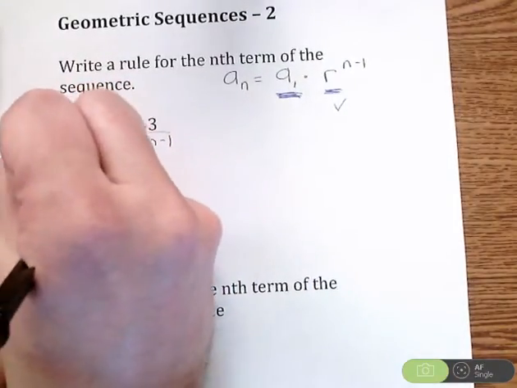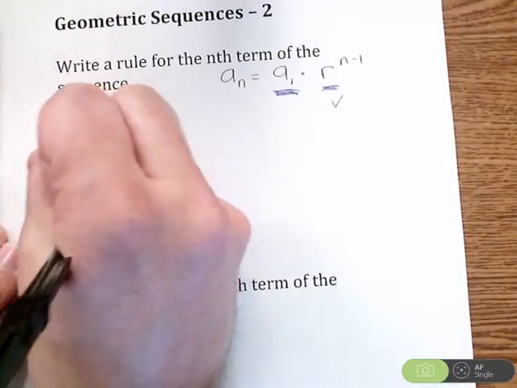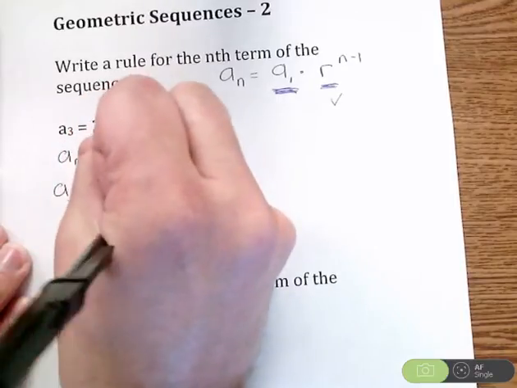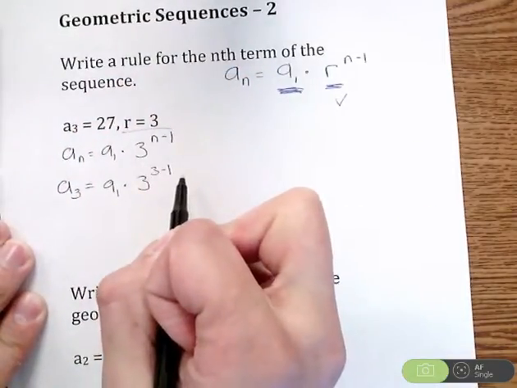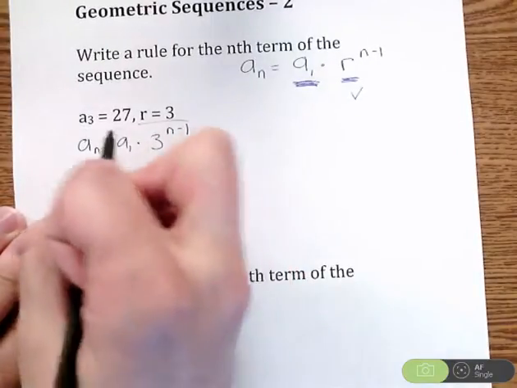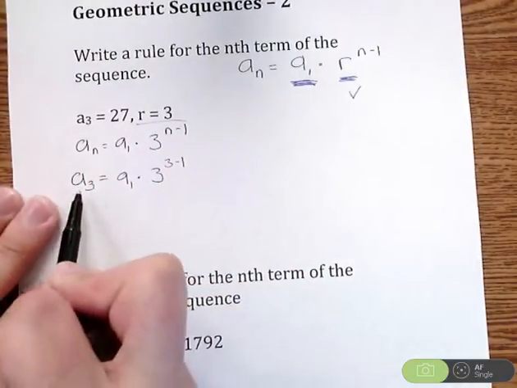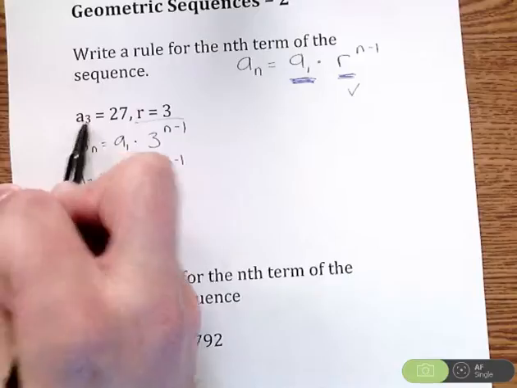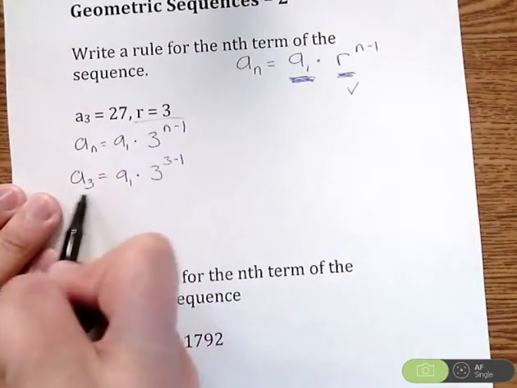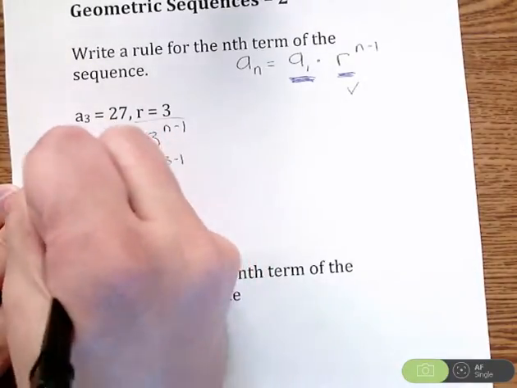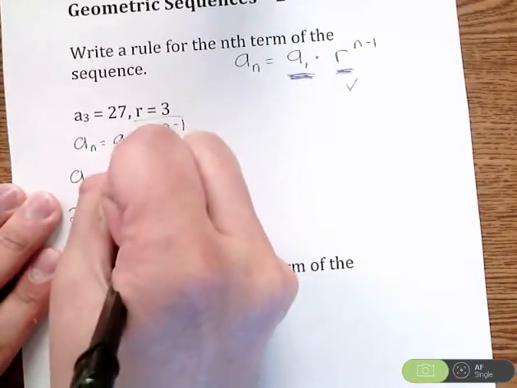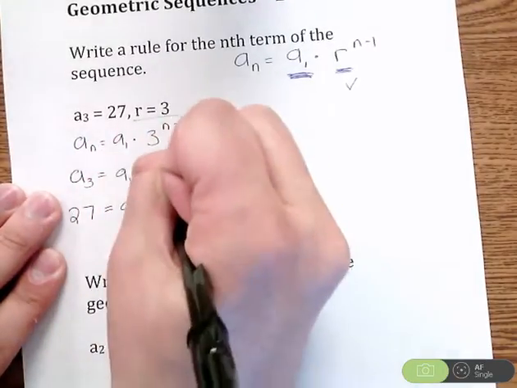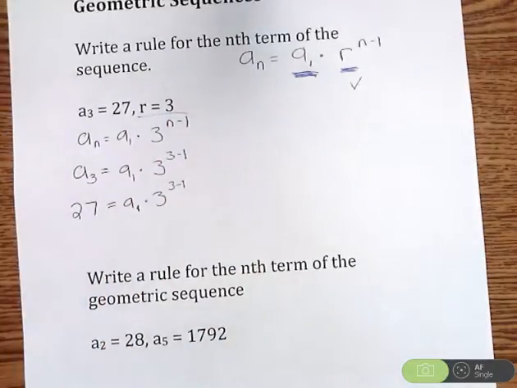So now I know a3 equals a_1 times 3 raised to the 3 minus 1 in the exponent. But there's one more thing we know there. We know what a3 is. We know a3 is 27. So instead of writing a3 here, let me write 27. So I have 27 equals a_1 times 3 raised to the 3 minus 1 power.